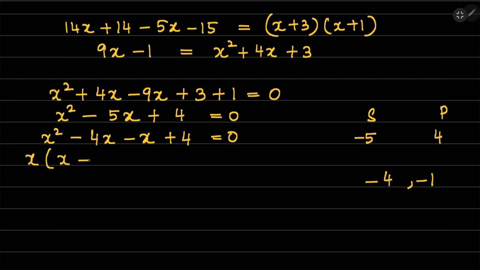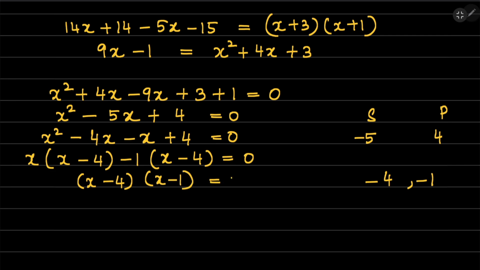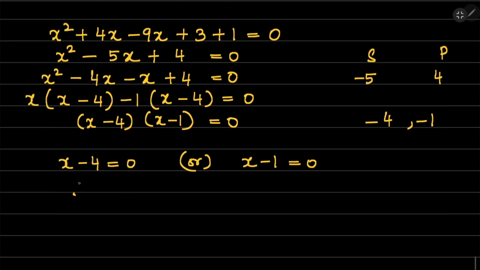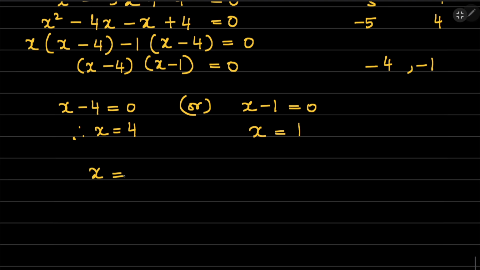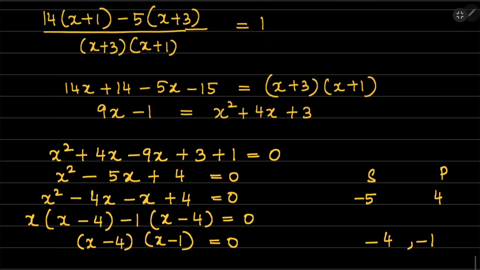Take x common, you have x minus 4, minus 1 common, x minus 4 equal to 0. So one of the roots is x minus 4, the other root is x minus 1 equal to 0. So either x minus 4 equal to 0 or x minus 1 is equal to 0. Therefore, x is equal to plus 4 or x is equal to plus 1. So the two roots are x equal to 4 comma 1. This should be your final answer. Do try it.